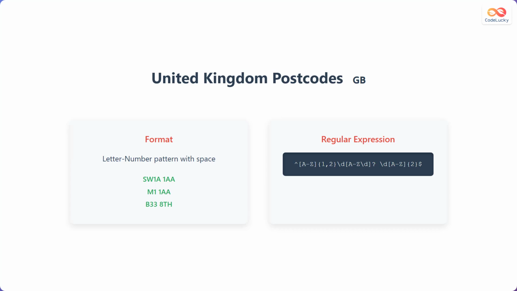Next, let's take a look at the United Kingdom postcodes. These are a bit more complex. They follow a letter number pattern and include a space. Examples include SW1A 1AA, M1 1AE, and B33 8TH. To validate United Kingdom postcodes, the regular expression is [A-Z]{1,2}\d[A-Z\d]? \d[A-Z]{2}$.